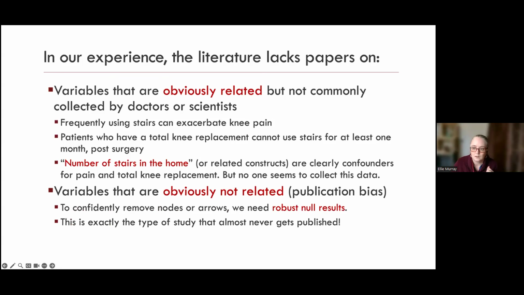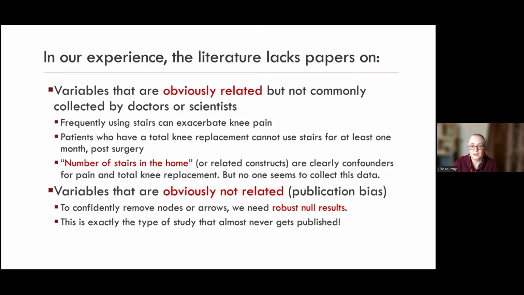The second type of variable that is not in the literature are variables that everyone knows are not related. This is partly due to publication bias and partly due to the fact that people don't study things that they don't think are important or related. But this is a big challenge for us, because to confidently remove nodes or arrows from our graphs, we ideally need robust null results. But even when studies are done on things that are probably not related, when they're robustly null, it's very hard to get them published.